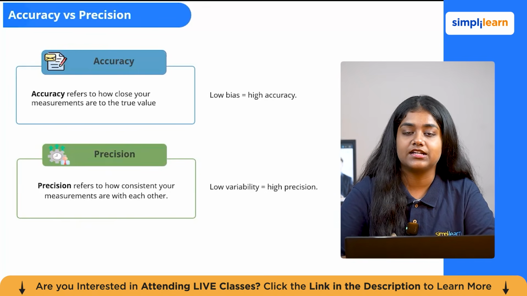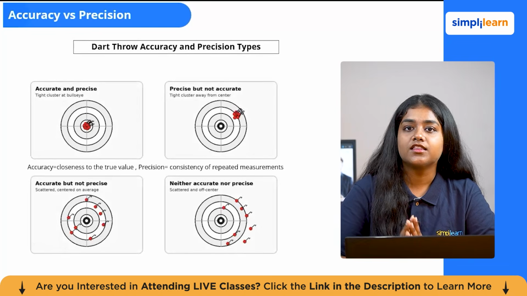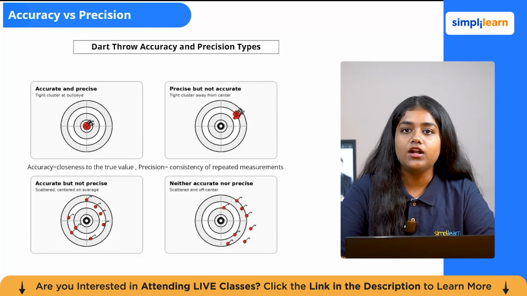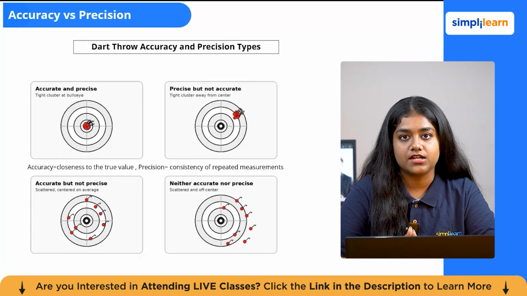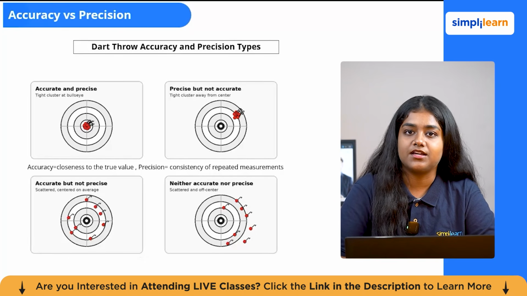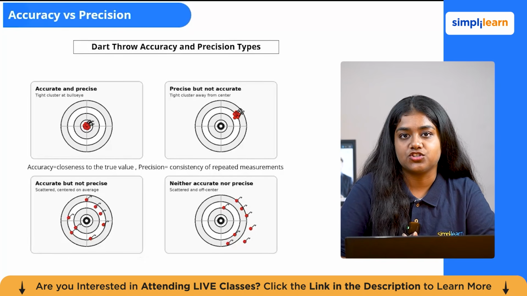Let me give you a classic illustration. So in this picture, the bullseye is the true value. Accurate and precise. This means all darts are tightly grouped around the bullseye. This means the measurement system is both correct and consistent. The readings are close to the true value and repeated measurements give nearly the same result. This is the ideal condition.